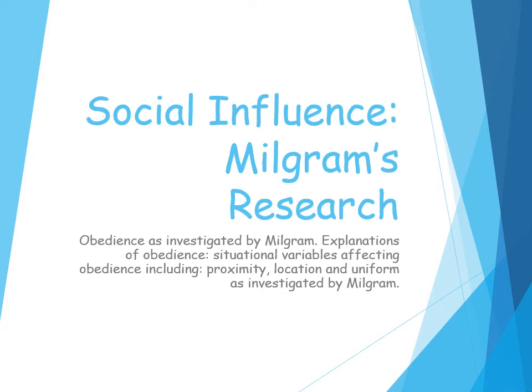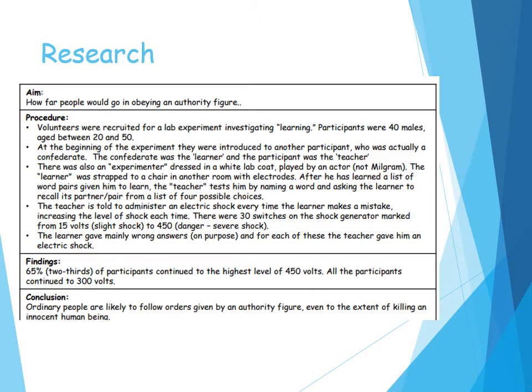Milgram's research and situational variables. So this is going to look at the obedience that is investigated by Milgram and explanations of obedience, so situational variables affecting obedience, including proximity, location and uniform, again investigated by Milgram. So Milgram's research was to see how far people would go in obeying an authority figure.